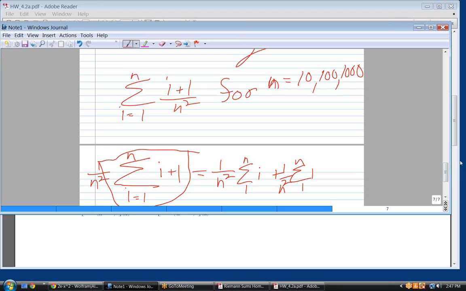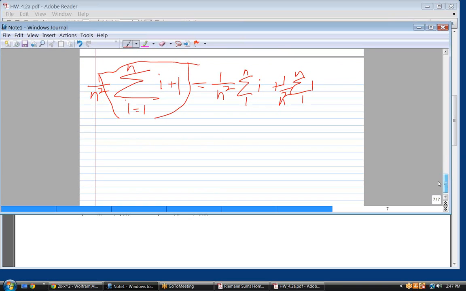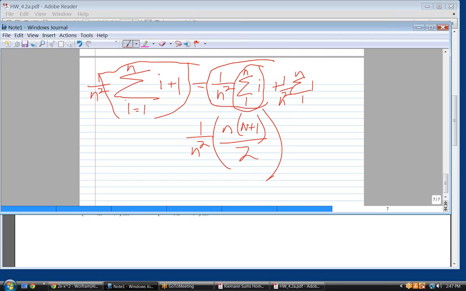Okay. And we know what that is. So I have 1 over n squared times n times n plus 1 over 2. So that is equal to that. And then the sum of 1 from 1 to n is just equal to n.